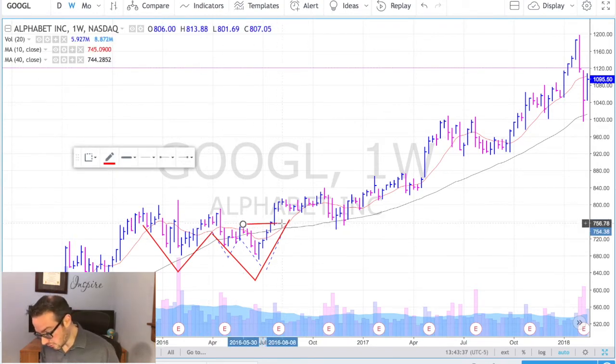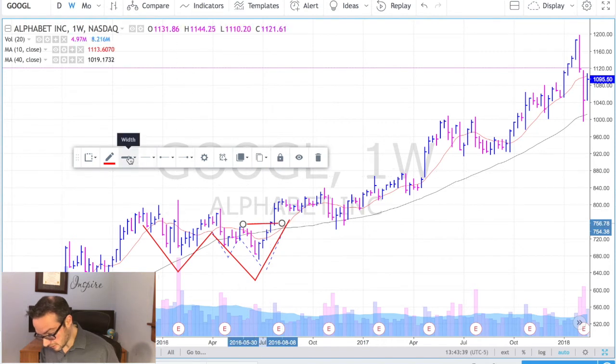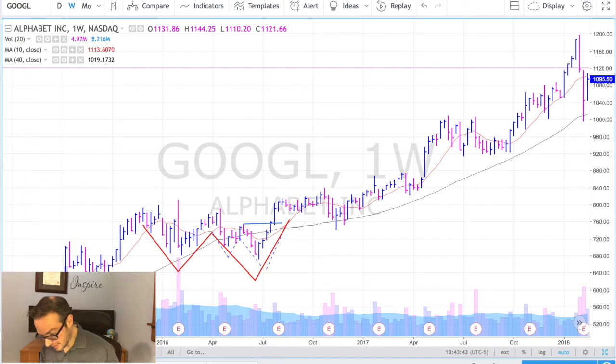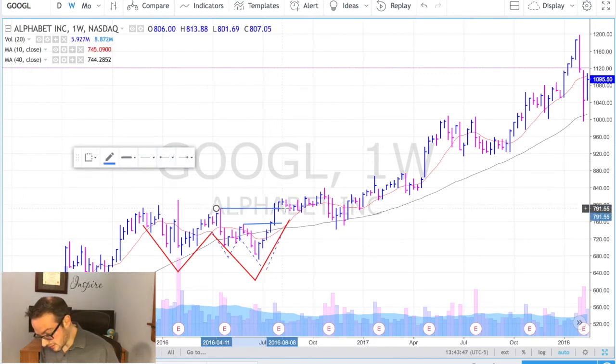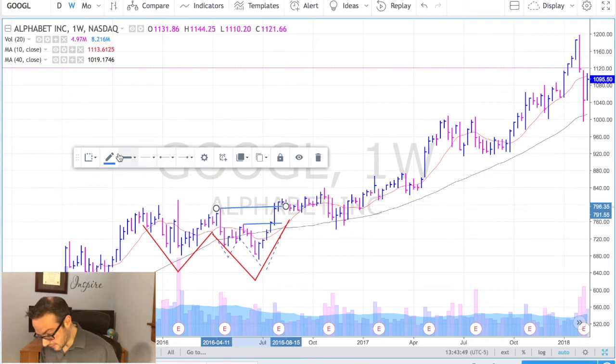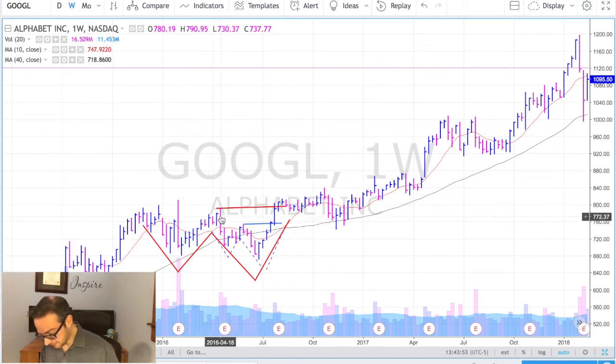And it starts to work on the breakout over here. This is the shorter term one, right? So let's just make that blue. And then this one over here as the middle of the W, make that one red. And so that's where the breakouts are happening.